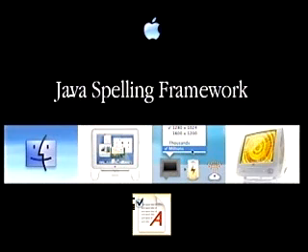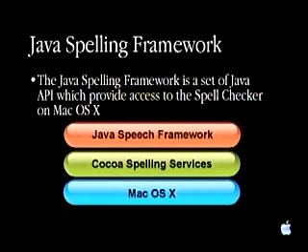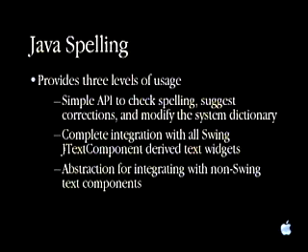So the last framework that I want to take a look at is the Java Spelling Framework. The Java Spelling Framework is a set of Java APIs that allows you to access the underlying Cocoa spelling service. And it's built on the Cocoa spelling services, which in turn are built on top of Mac OS X. It provides three styles or levels of usage. One is just a simple set of API you can call to ask it, is this particular word spelled correctly? Give me a list of suggested corrections.